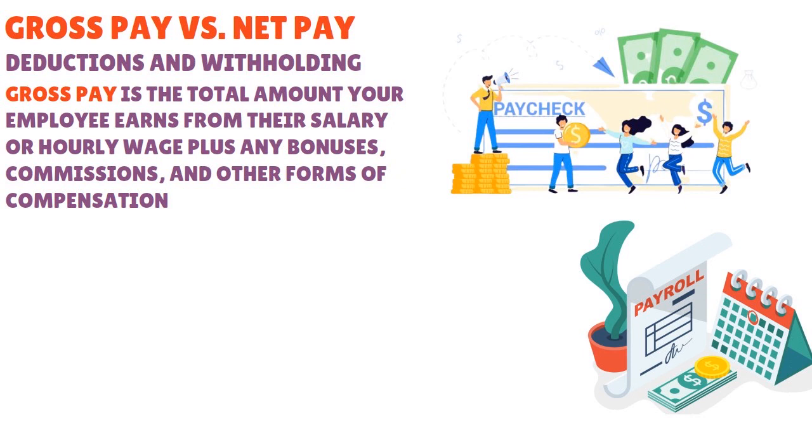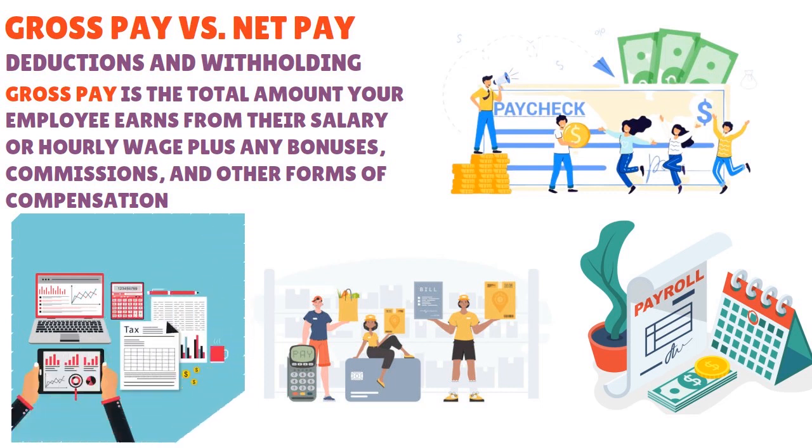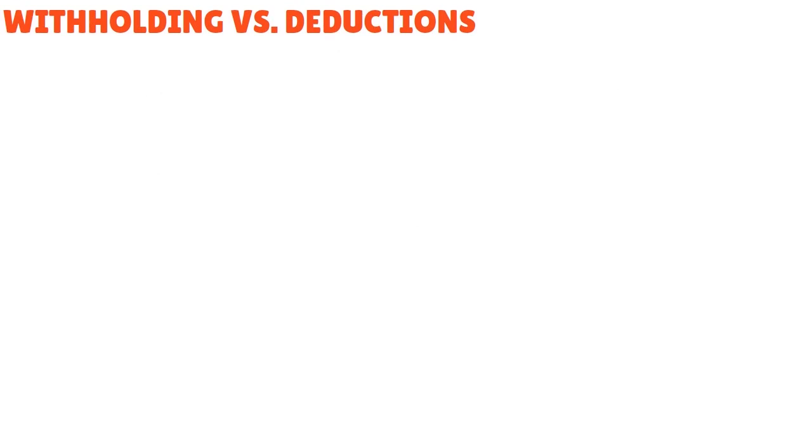Other deductions are voluntary, meaning what? Meaning your employee has the option to not pay them. Many voluntary deductions like health insurance or 401k contributions are pre-tax deductions that have the effect of reducing an employee's taxable gross pay. Once withholdings and deductions have been made, the remaining net pay is what you pay to your employees. So let's talk now about withholding versus deductions.